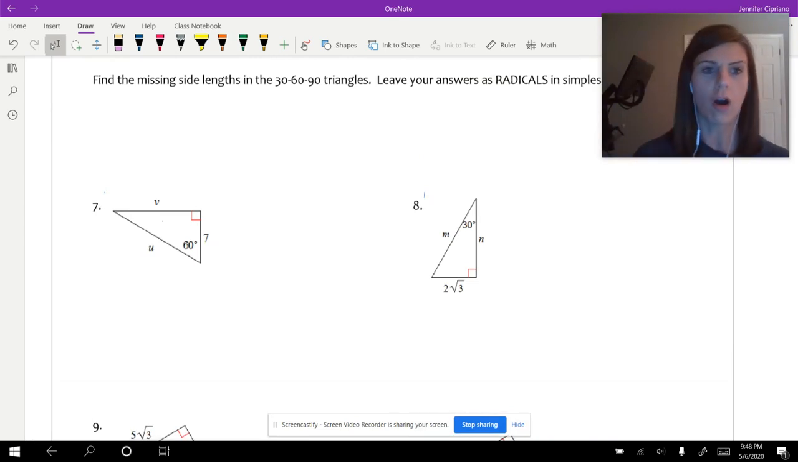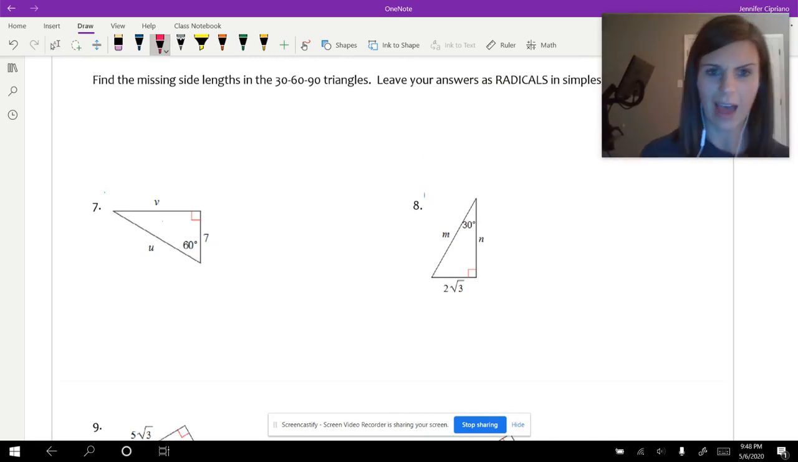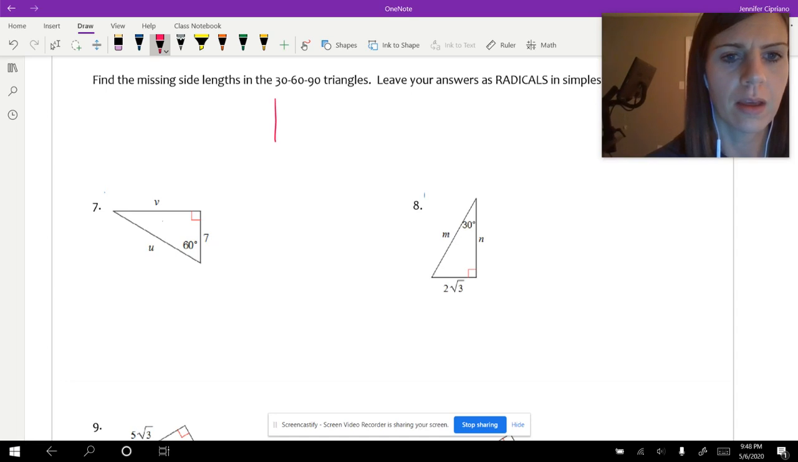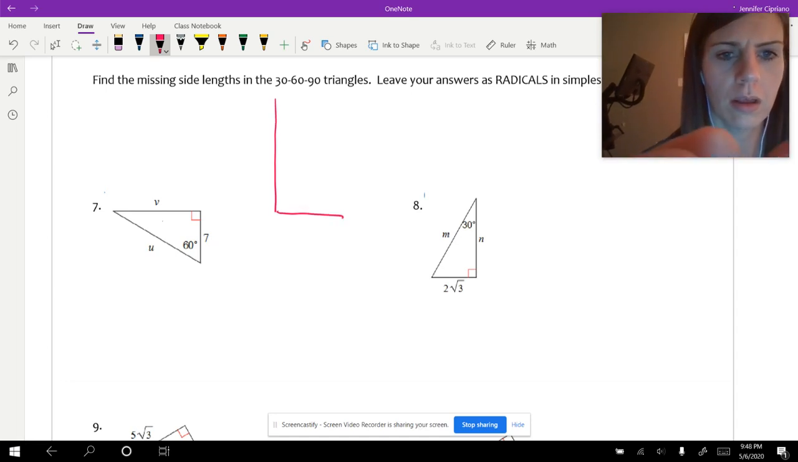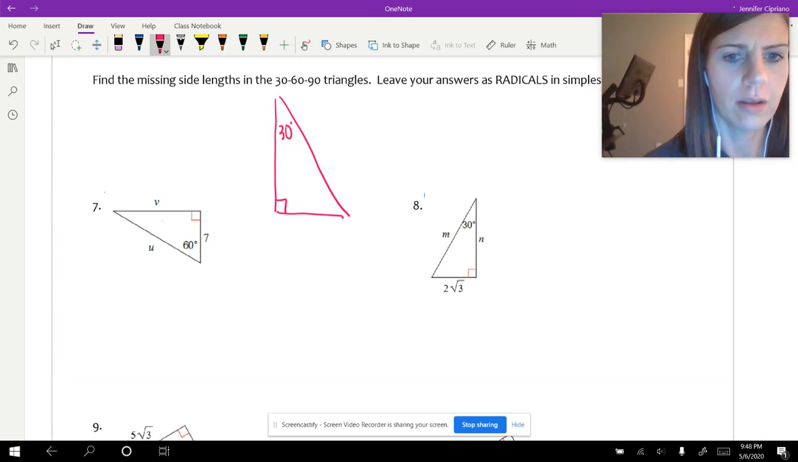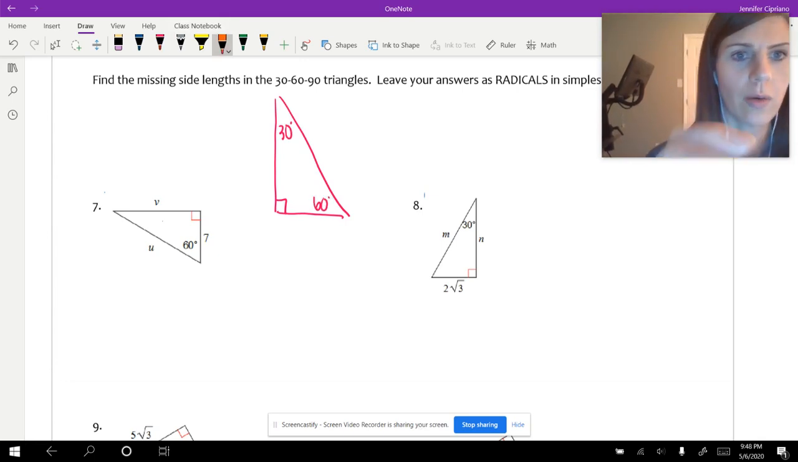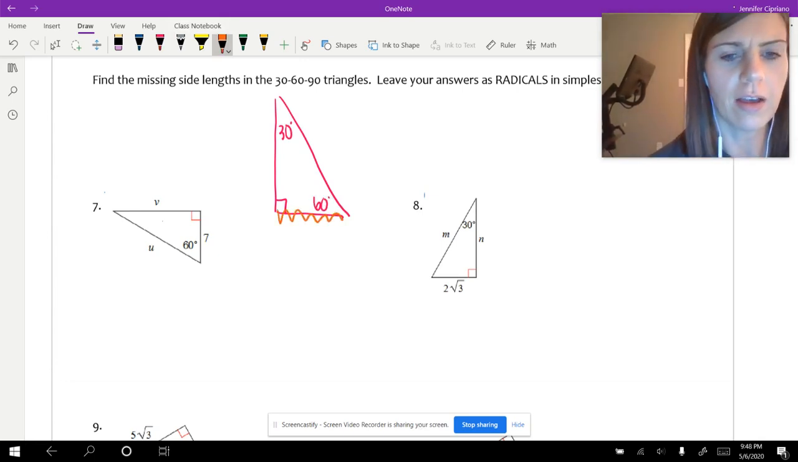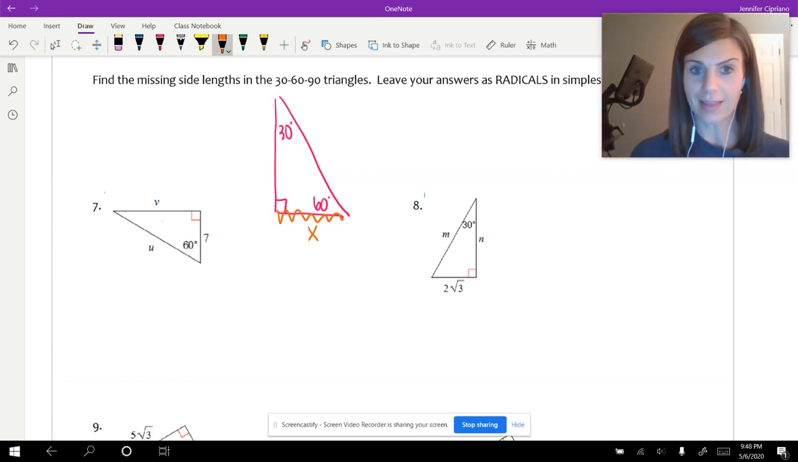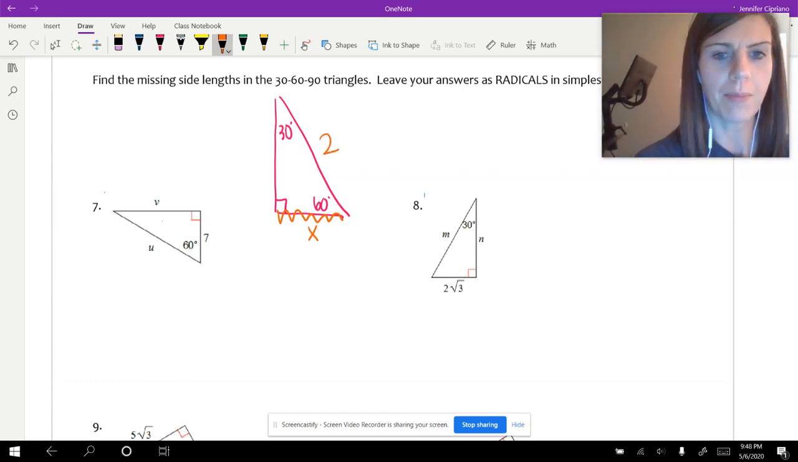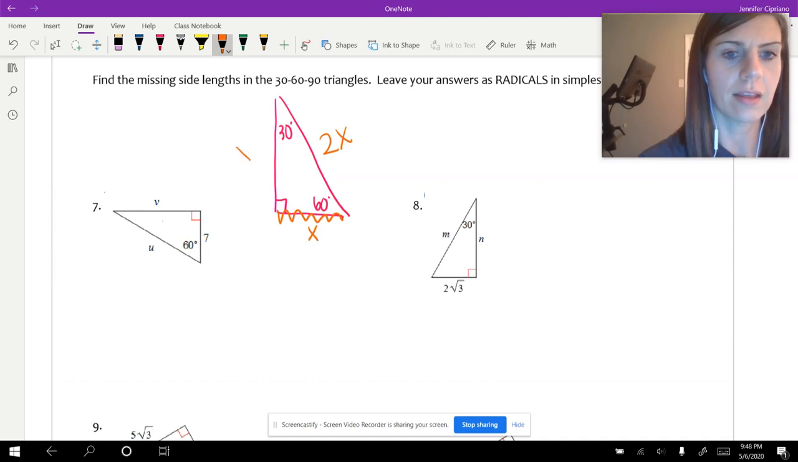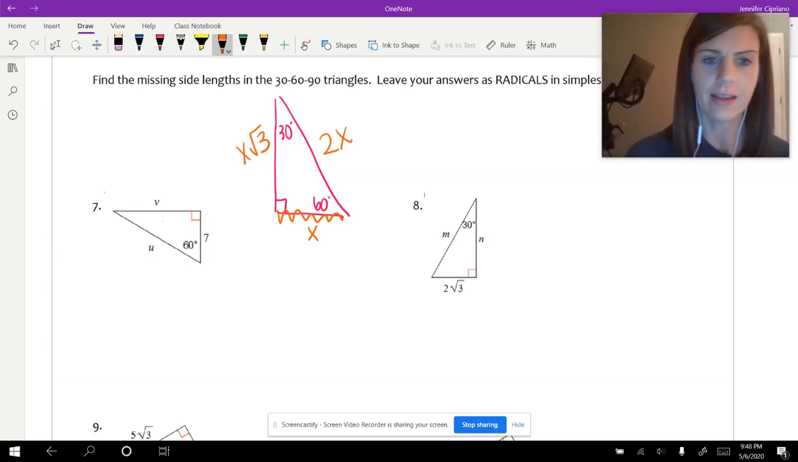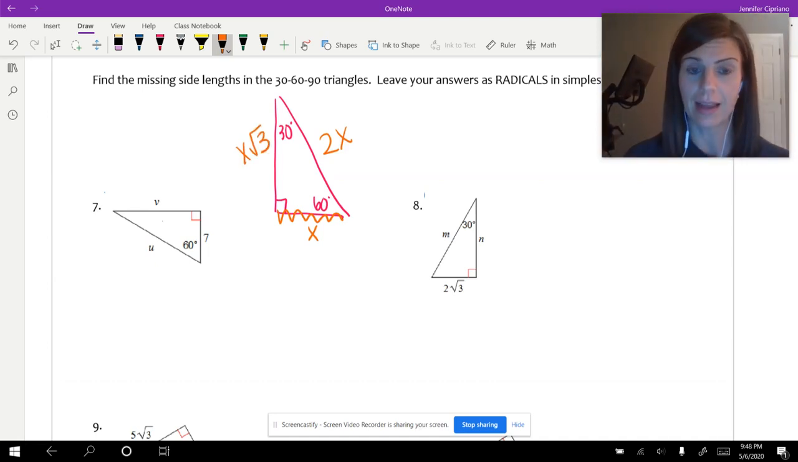So I'm going to redraw that triangle here just so that we have it to reference. So here's my 30-degree angle. Here's my 60-degree angle. So everything is based off of the side across from 30. That's my X. The hypotenuse is twice that length. The long side, or the long leg, is that length times the square root of 3.